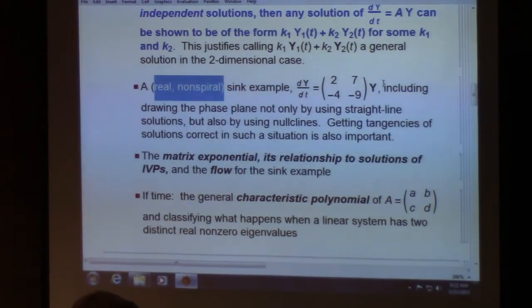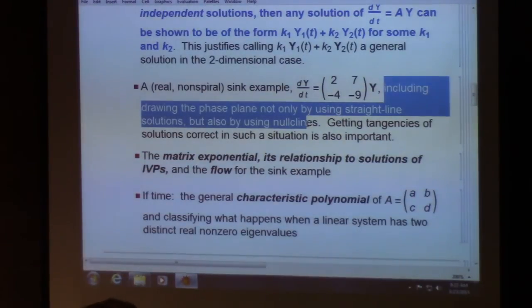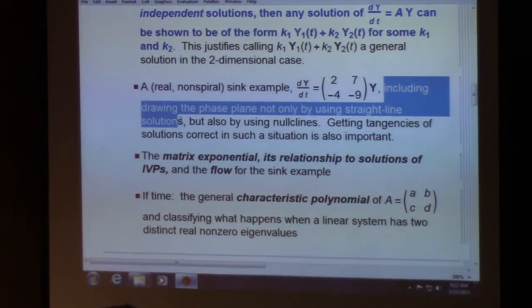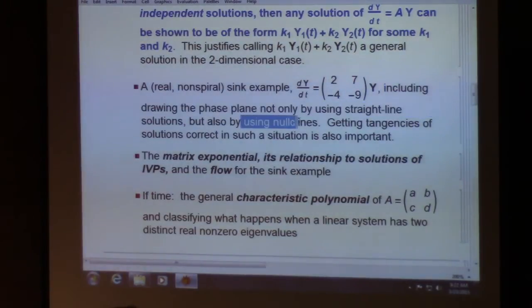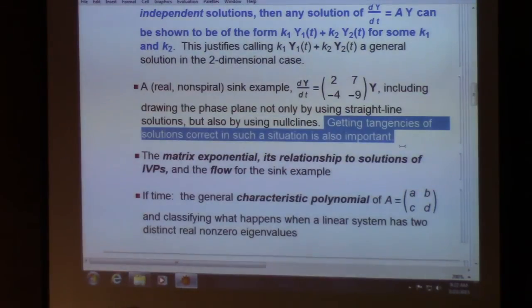But we want to try to get a nice phase plane by finding not just straight line solutions with eigenvalues and eigenvectors, but also I'm going to use nullclines to help me draw a better picture. And I'm going to try to do it completely by hand, and then we'll see how it looks compared to what the computer produces. You want to get tangencies of solutions correct, which can happen when you have non-spiral sinks or sources.